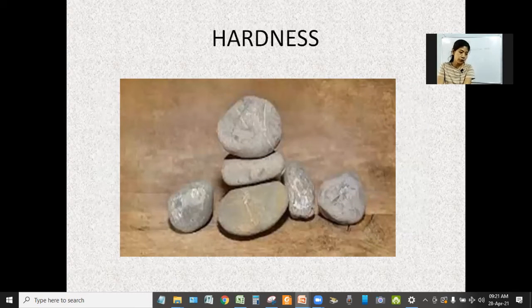Hardness and softness. First, let us discuss about hardness. Hardness means something which is very hard to break.